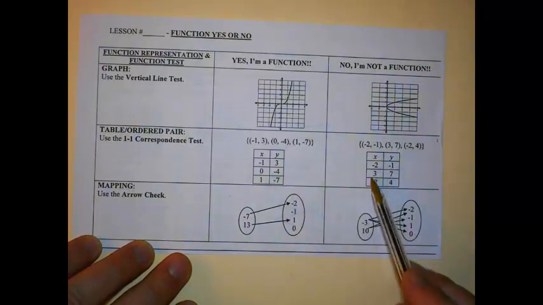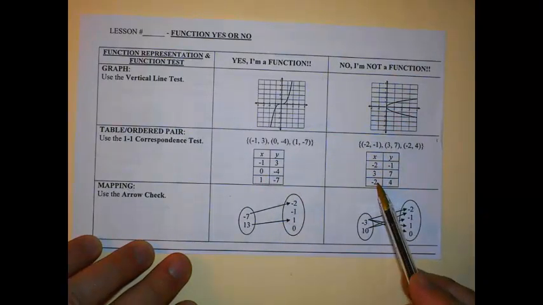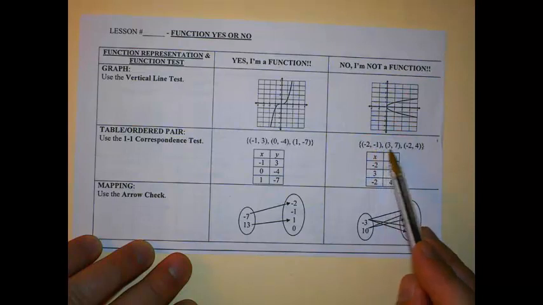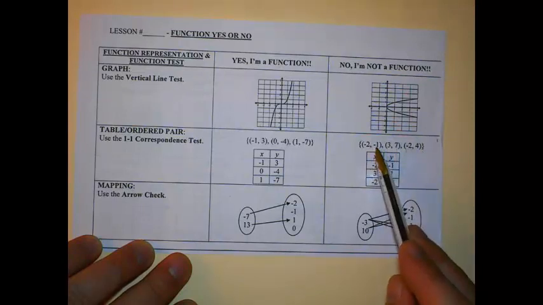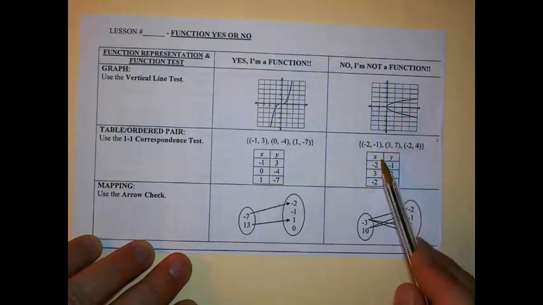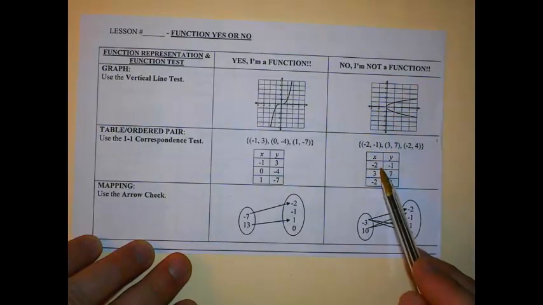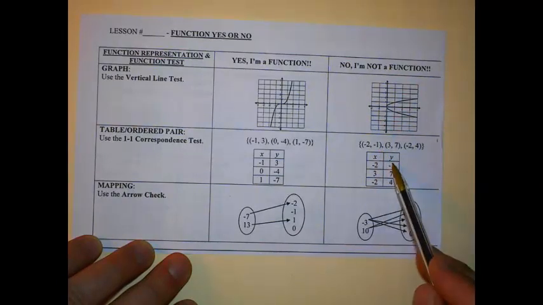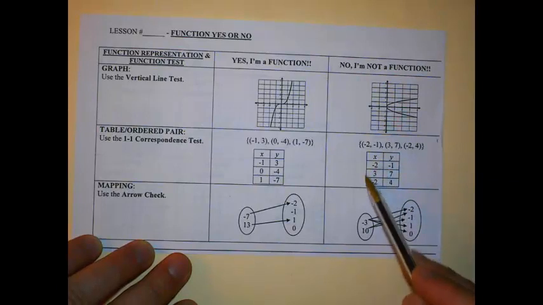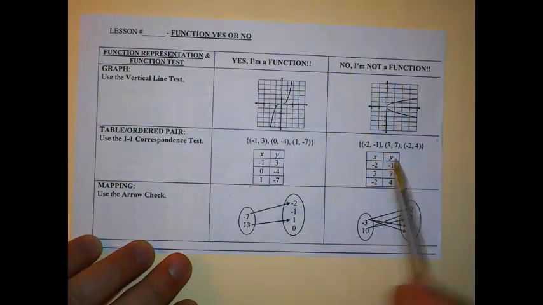Now let's look at this example here where you see the -2 repeats, so therefore this is not a function. I repeat, if your function is given like this as a list of ordered pairs, I would encourage you to quickly draw a table and plug in the numbers. The values for x go on the left, the values for y go on the right, and then it's very easy to check if the x repeats right there.